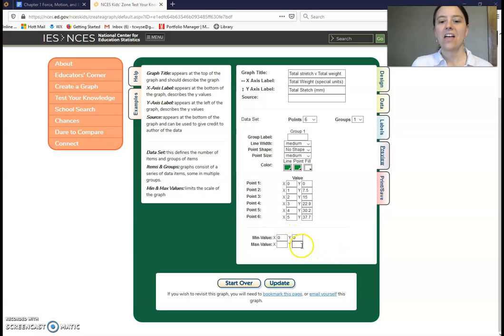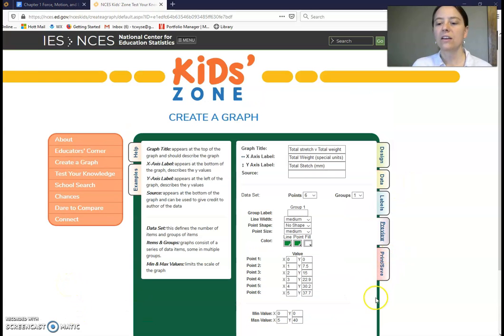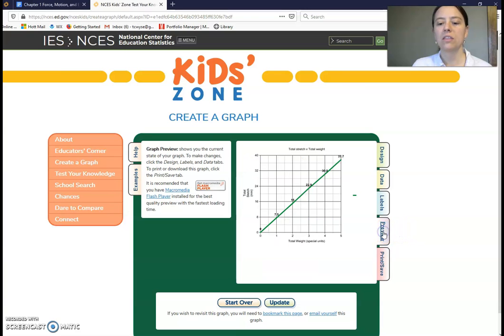So our minimum x value is going to be 0, and our minimum y value is going to be 0. And then our maximum x value is 5, and our maximum y value, let's make it 40, a nice even number that's bigger than 37.7. Okay, then come on over to the preview button and hit the preview button, and it should have this graph.